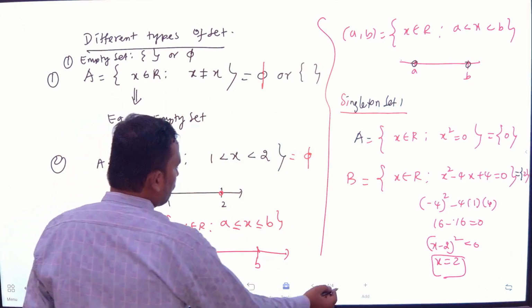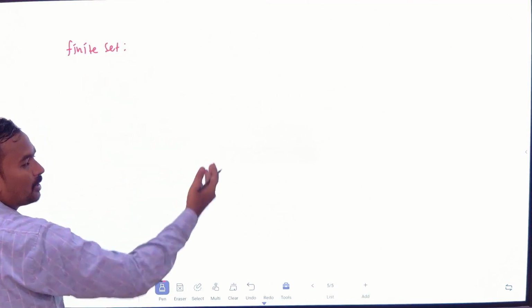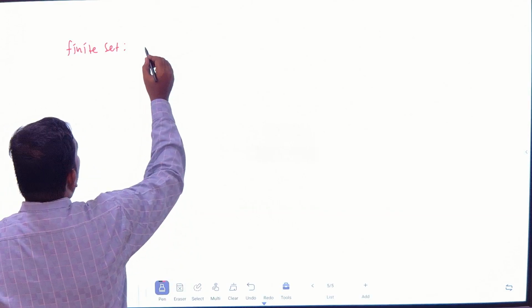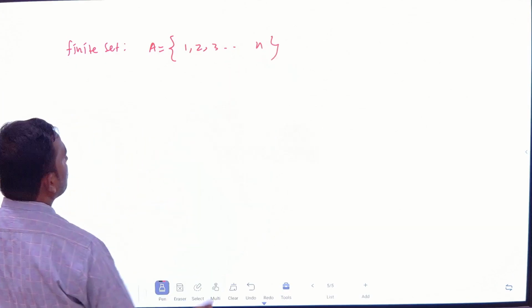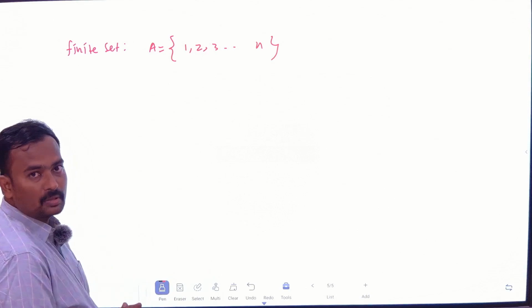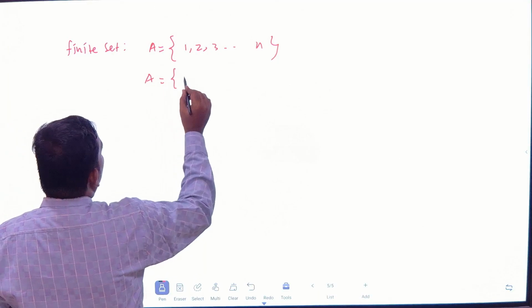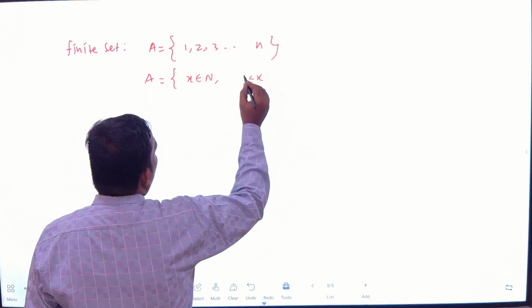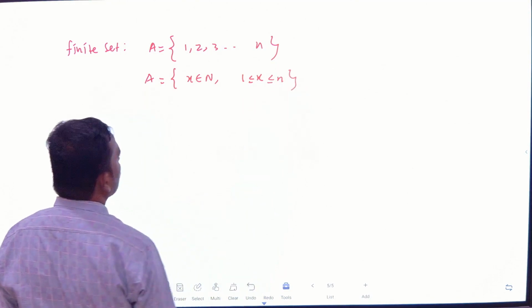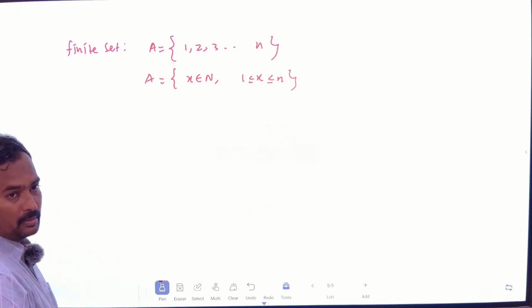So next we are going to discuss finite set. Let's take the finite set here. Finite set, you already know that the set consists of a finite number of elements. Let's take A here as 1, 2, 3 up to n, right? These are natural numbers, 1 to n. So equivalently we can write x belongs to natural number such that x varies from 1 to n. Fine. This has a finite number of elements, right?